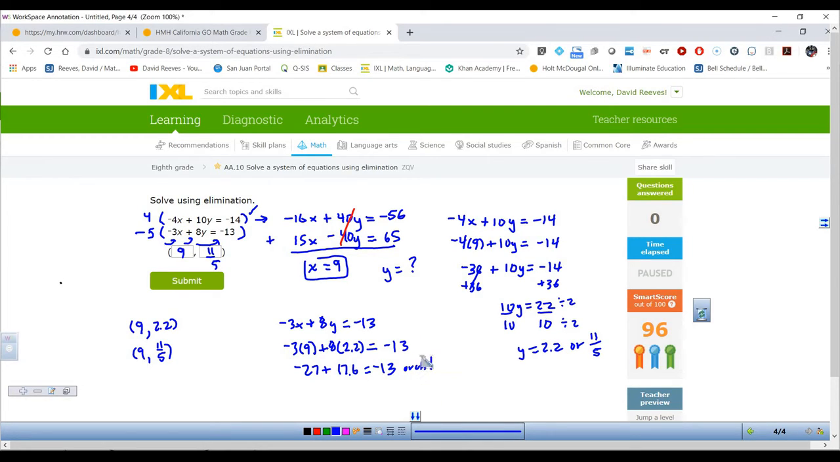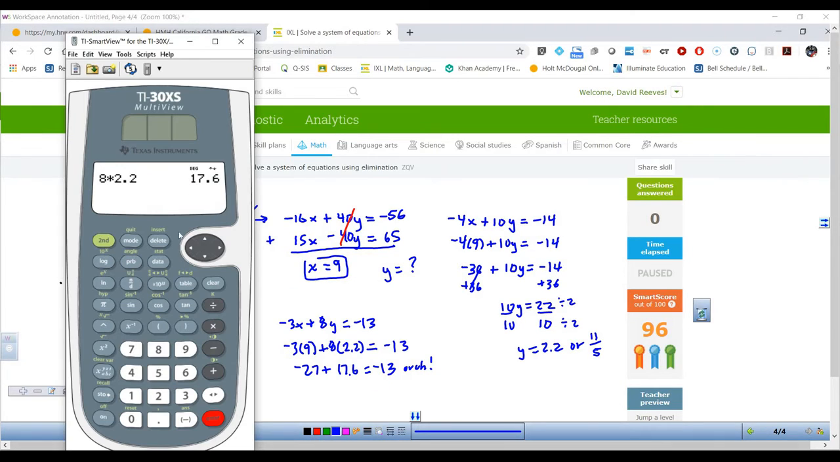Ouch, it's wrong. All right, so let me go back and see if I can find my mistake, because mistakes are going to happen sometimes, right? Even math teachers make mistakes. So I'm going to go back up to the very beginning, and let's see what happens here. Okay, so I had 4 times negative 4, negative 16x. That looks good. I have 4 times 10y. That's 40y. That looks good. I have 4 times negative 14. I think I did that one on the calculator, right? 4 times negative 14 is negative 56.